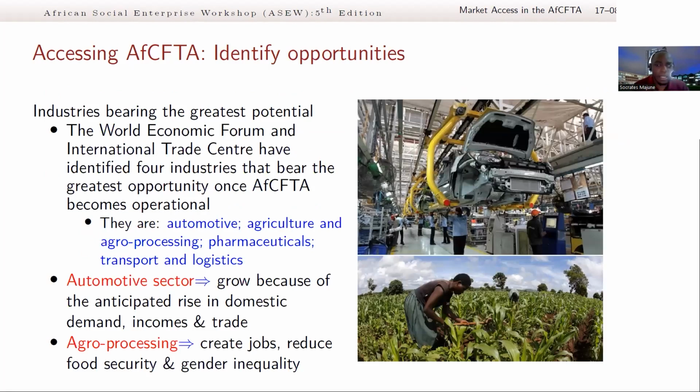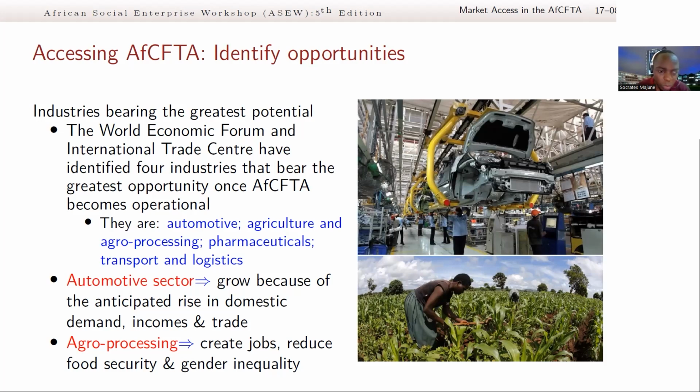The other thing is, once you are aware, then how do you identify the opportunities for you to actually access the market? So here I would like to use some survey whereby the World Economic Forum and the International Trade Center have identified around 4 industries that bear the greatest opportunities once this agreement actually becomes operational. These 4 industries are the automotive sector, agriculture and processing, pharmaceuticals, transport and logistics.